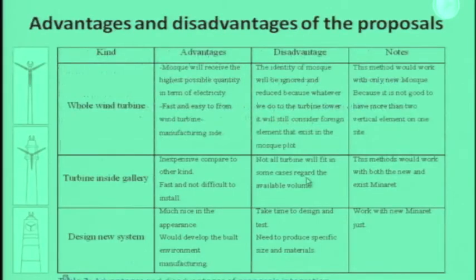And the advantage of the first one: it is easy to put, and for sure it will give me the highest possible quantity of energy. But the problem with this one is it will hit the identity of the mosque and it will be difficult to reduce, because whatever we do to the turbine tower, it will still be considered a foreign element.